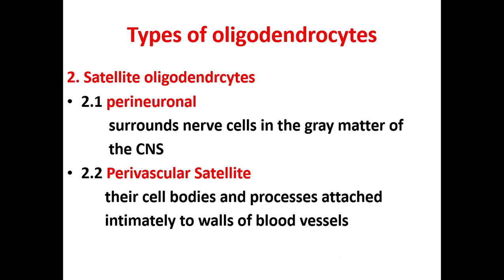The second type of oligodendrocytes, we have the satellite oligodendrocytes, and they are subclassified based on what structure they are associated with. We have the perineuronal oligodendrocytes. They are associated with the nerve cells in the gray matter of the CNS. The second one, perivascular satellite, are oligodendrocytes that are associated with the blood vessels.